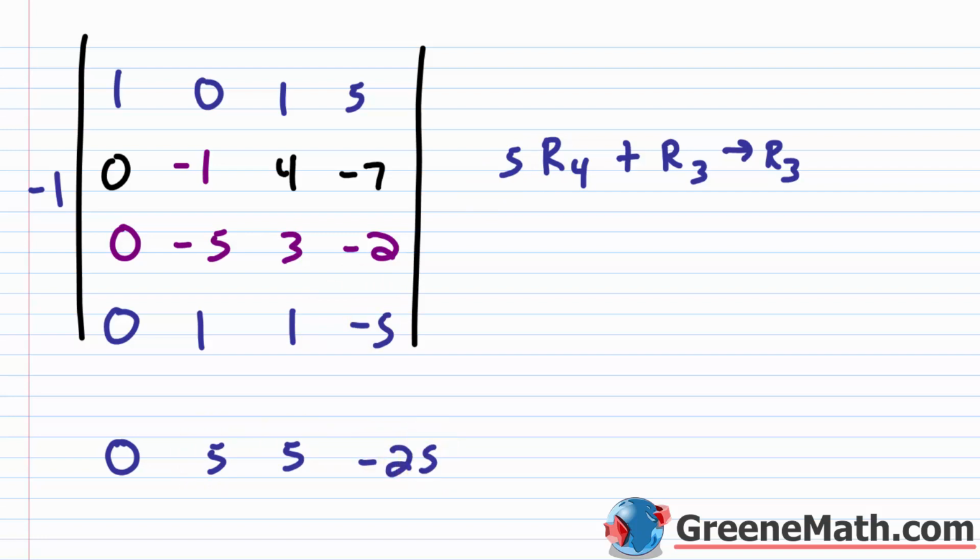So let's do our addition now. 0 plus 0 is 0. 5 plus negative 5 is 0. We know that 5 plus 3 is 8. We know that negative 25 plus negative 2 is negative 27. Okay, and let's erase this.